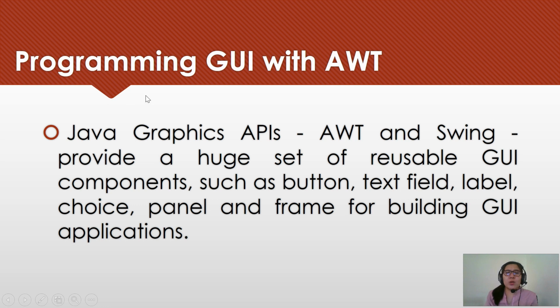So programming GUI with AWT, we have the Java graphics APIs such as AWT and Swing, which provide a huge set of reusable GUI components such as button, text field, label, choice, panel, and frame for building GUI applications. So we have here AWT and Swing. But for this time, we'll start with the AWT elements.